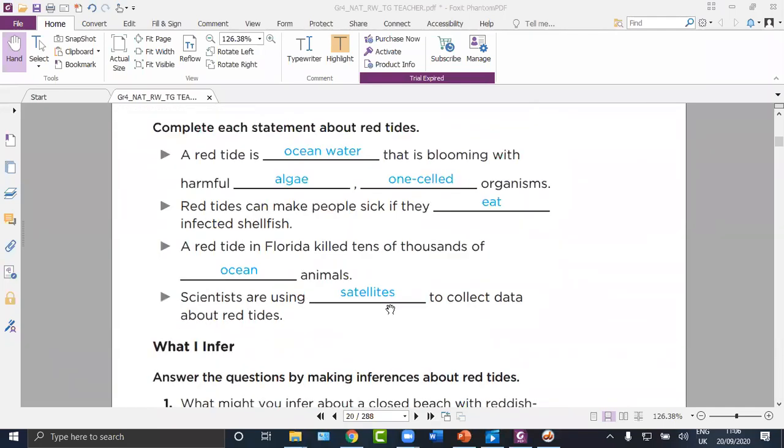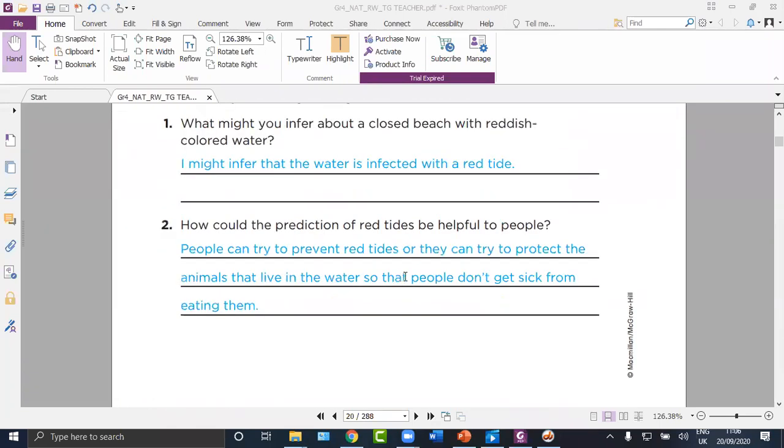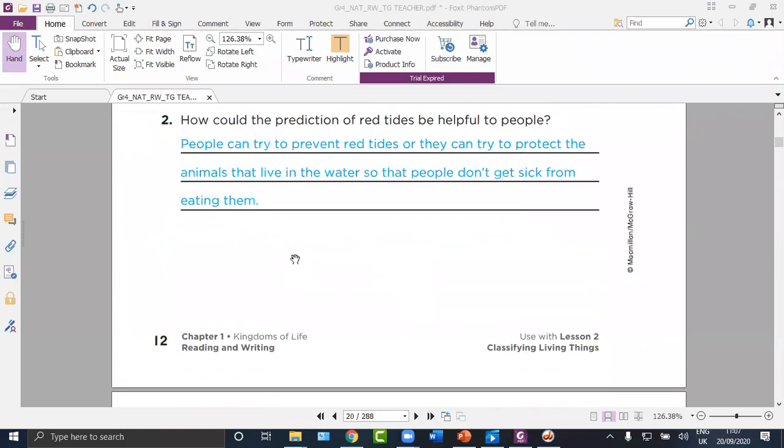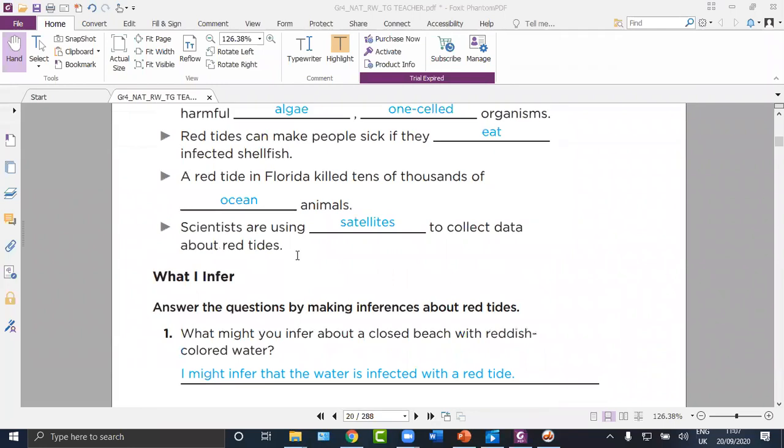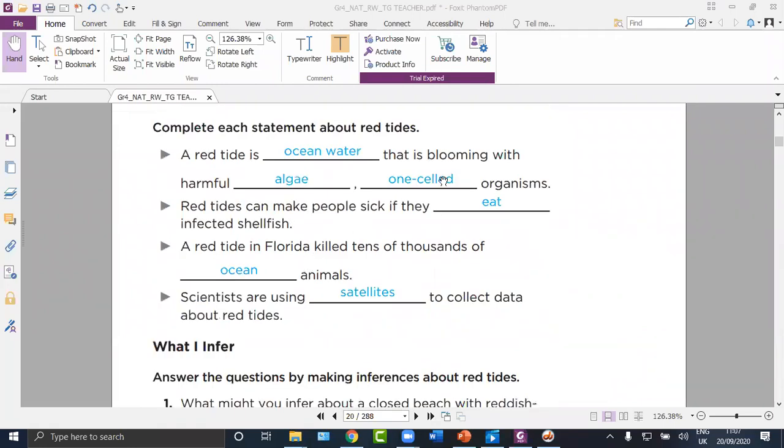Number 12, do number 12 homework. Page number 12, homework for the next lesson. Thank you so much.